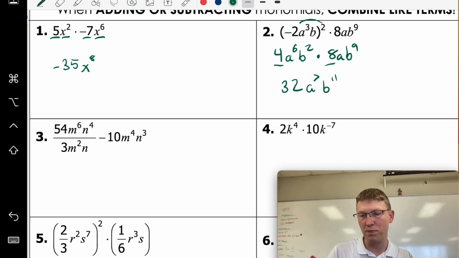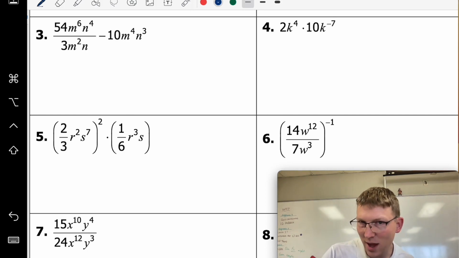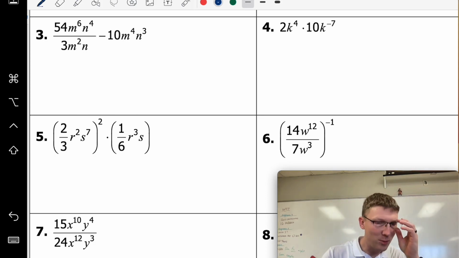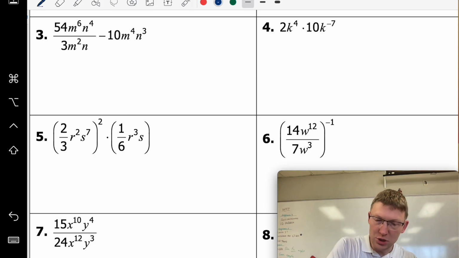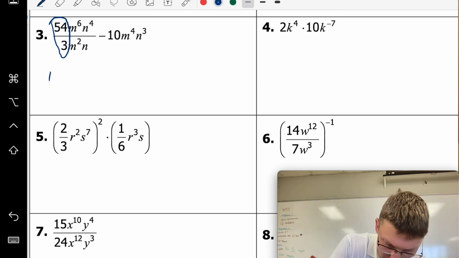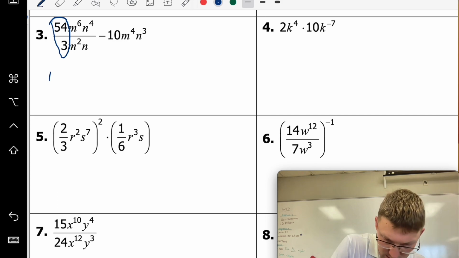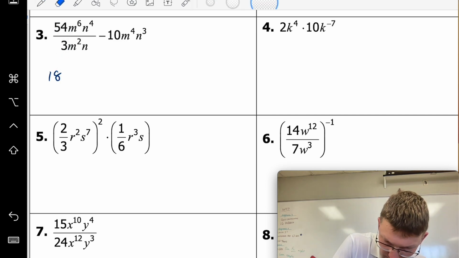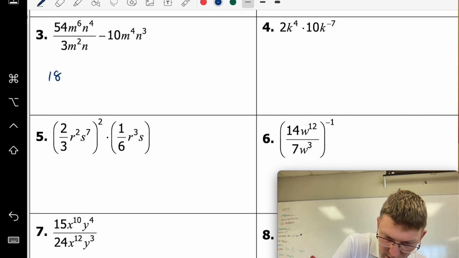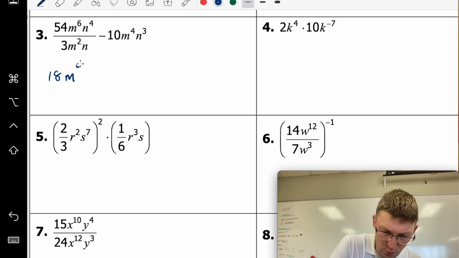And there you go. Looking at number 3, it's a fraction. It's fine. We have a quotient rule that can help us out. Just like we did with the product, we're going to deal with our numbers first. 54 divided by 3 is 18. And then m to the 6th divided by m squared. 6 minus 2 is m to the 4th.